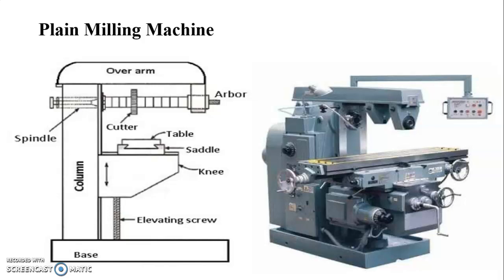So the first part, that is the base. It is a heavy cast iron casting at the bottom of the machine. It carries a column at its one end. It also serves as a reservoir for the coolant.